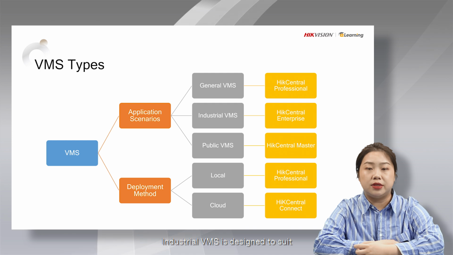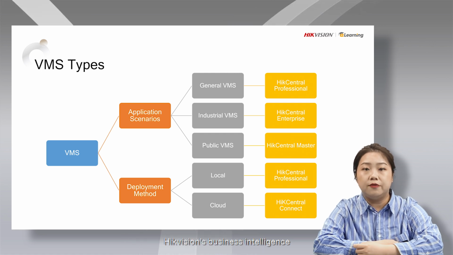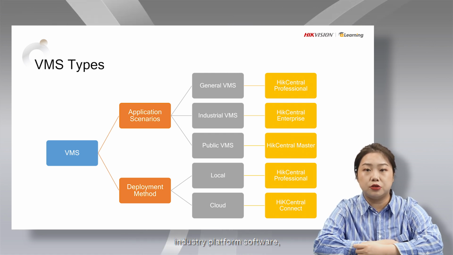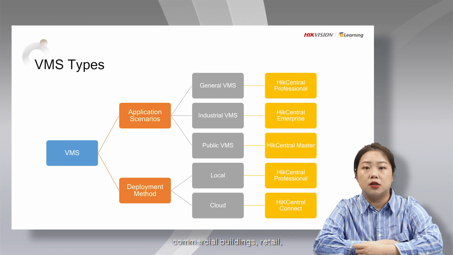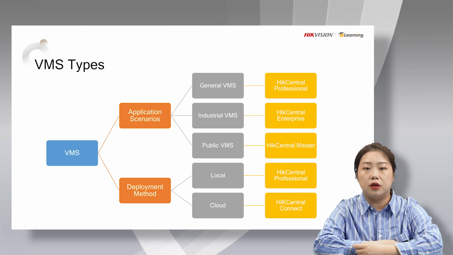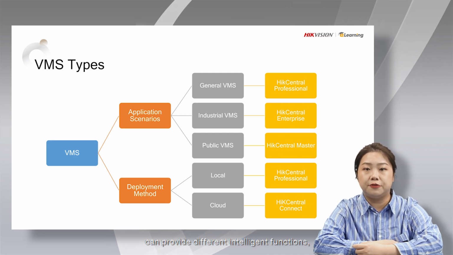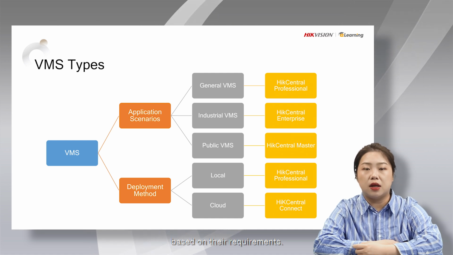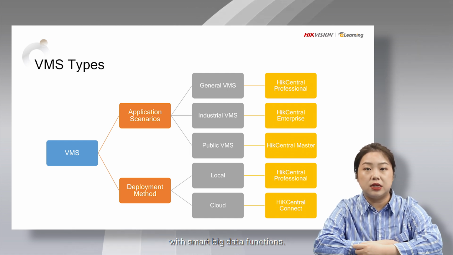Industrial VMS is designed to suit the needs of certain vertical industries. For example, HackCentral Enterprise, Hackvision's business intelligence industry platform software, supports 4 common vertical industries: commercial buildings, retail, industrial parks, and education. For different industries, HackCentral Enterprise can provide different intelligent functions based on their requirements. The public VMS is utilized to keep public safety with smart big data functions.